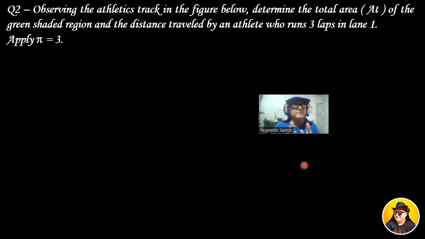Let's see. Observing the athletic track in the figure below, determine the total area of the green shaded region and the distance traveled by an athlete who runs 3 laps in lane 1. Apply pi equals 3.